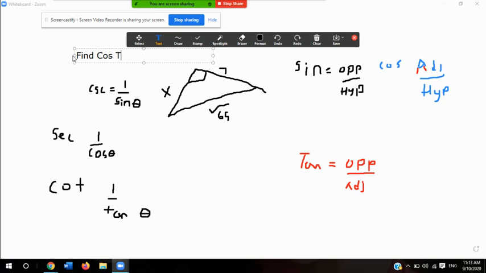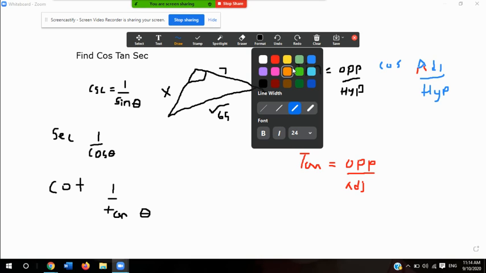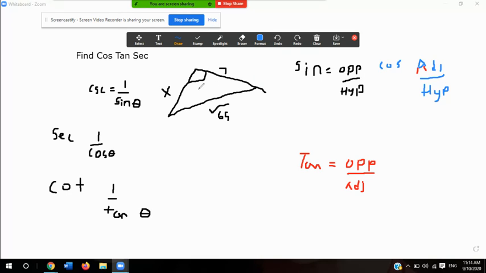tangent, and the secant. So just like in our other exercise, the first thing we need to do is find the missing value. So we use the Pythagorean theorem as well. And I forgot to write the reference angle. Let me use a different color for that one. The reference angle that we're going to be using is right here.